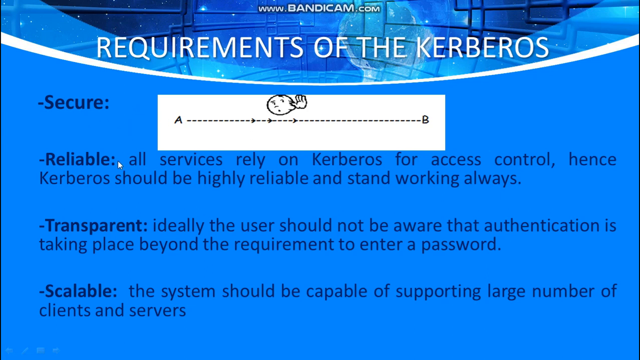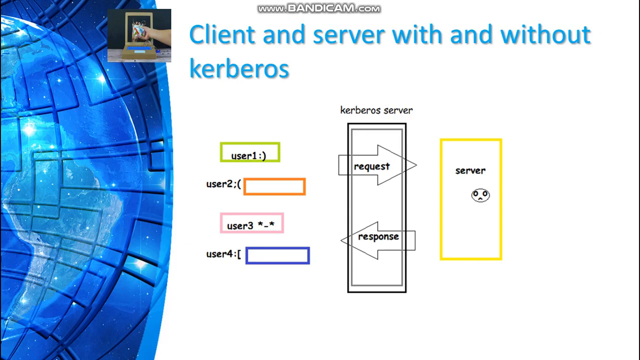The second one is reliability. All services rely on Kerberos for access control. Whenever this user is asking for services from this server, the request should go through this Kerberos server. If the Kerberos server is not present, the server will not take the request. So for any access control, the Kerberos server should be in between the user and server. It should always stand, it should always work, and it should be robust enough. That is called reliability.